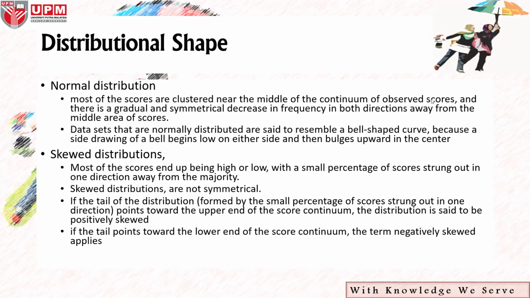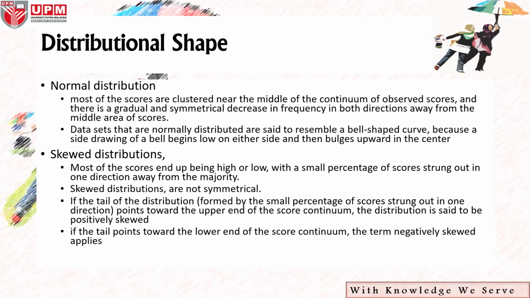Okay, so selain daripada you prepare the skewness and kurtosis value, you also can prepare the normal distribution to indicate that your data are normally distributed. Okay, the second one is skewed distributions. So most of the scores end up being high or low, with a small percentage of scores strung out in one direction away from the majority, either on the left side or on the right side. Skewed distributions are not symmetrical. Dia tak sama kiri dengan kanan.